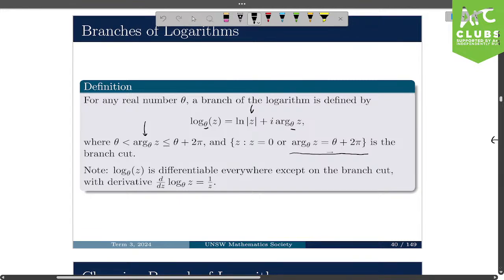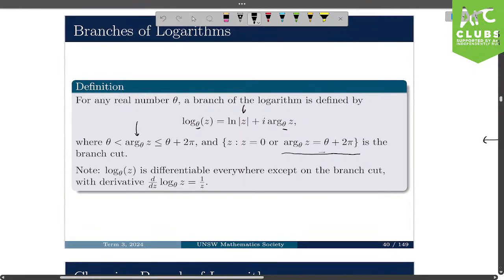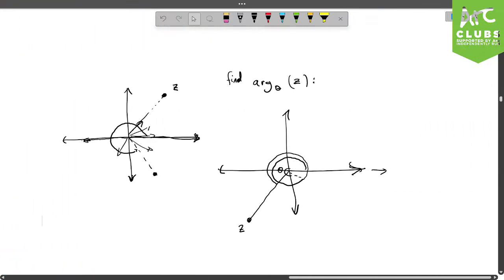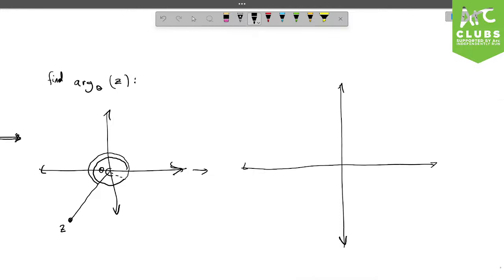Just like with the regular log, it's differentiable everywhere except on the branch cut, right? With derivative being 1 over z. The good thing, though, about these branches of logarithms is that the branch cut, the place where it's discontinuous and not differentiable, is in a different place, right? So here's our definition of log theta, a log of branch theta of z, right? It's the natural log of the modulus of z plus i arg theta z.